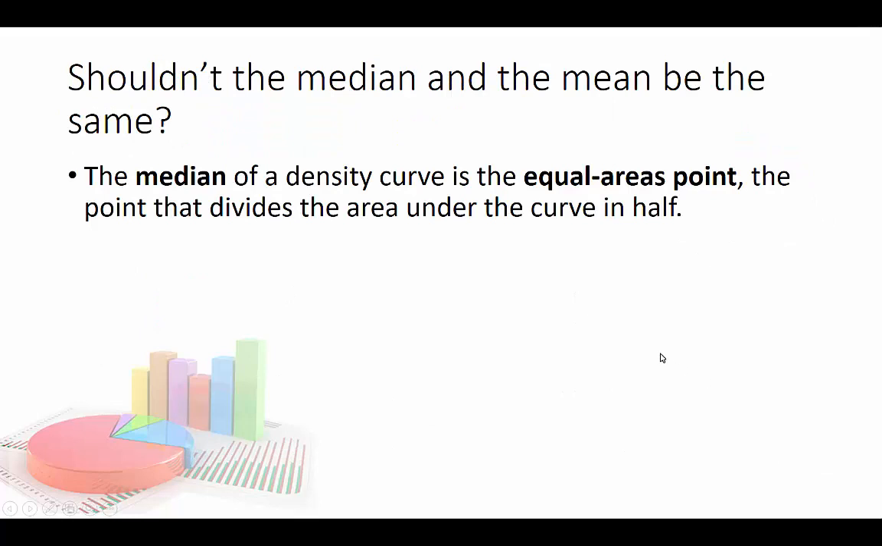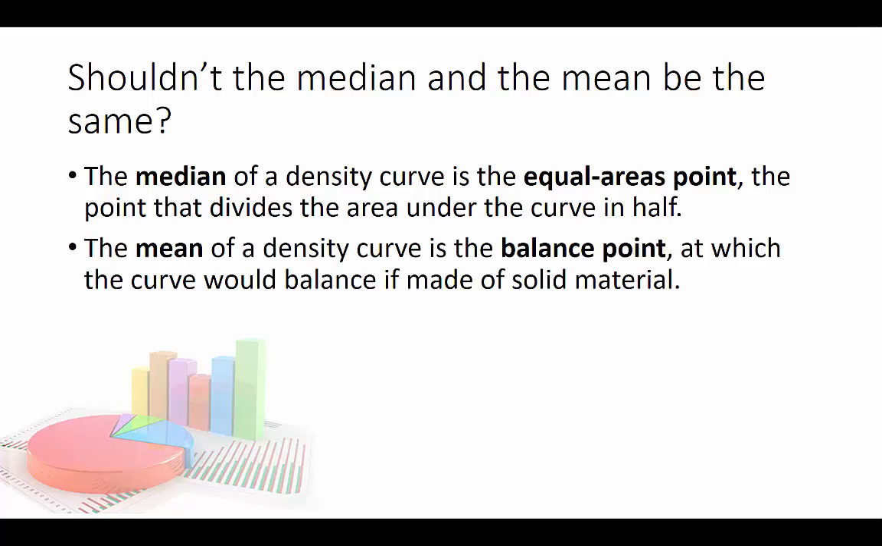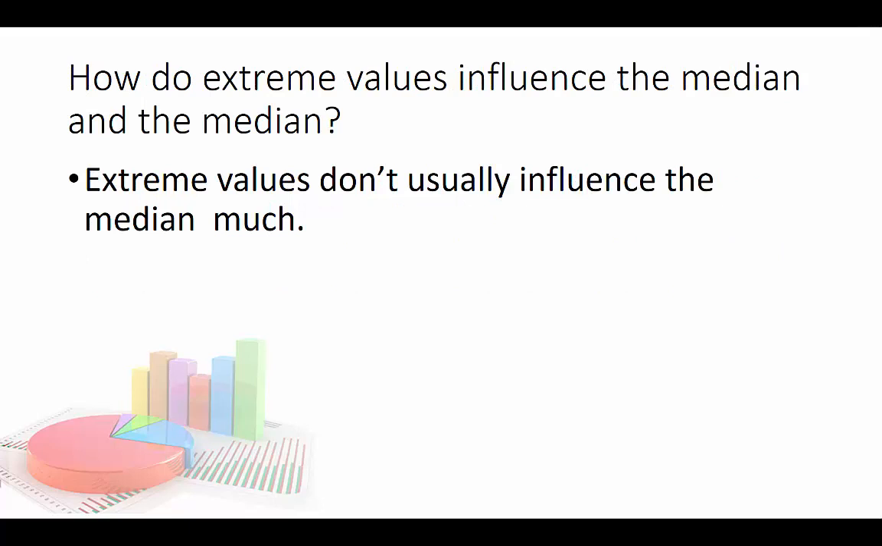So shouldn't the median and the mean be the same? Well, the median is actually the equal areas point, where you divide the points in half. You remember how I was doing that with the quiz scores. The mean is the balance point, where it would balance on the curve if it was made of solid material. And remember, it's the average. Extreme values don't usually influence the median much, because it's the halfway point among all the data points, so having one extreme point further away than another doesn't really affect where you slice those points in half.